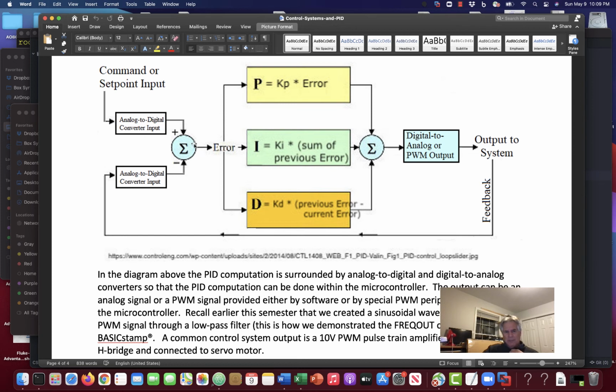But the PID algorithm, the computations for it, are done in the core of the microcontroller, and the peripherals around the microcontroller, be they digital to analog converters or PWM outputs, and analog to digital converters for your analog inputs, allows you to implement a fancy control system on one chip.